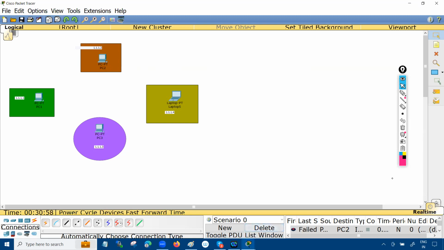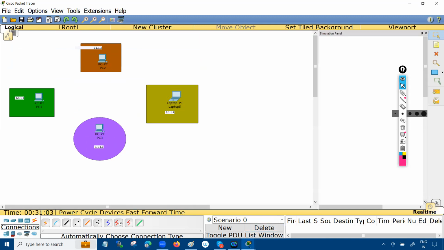Hold on, let me delete something. That's good. So let me connect the cable now again. Let me put the switch. After the hub, the bridge was in the picture, but I cannot show you the practical of the bridge because I don't have one. But after the bridge, the switch came in the picture. So let's take a switch 2960, and now let's connect the cable.